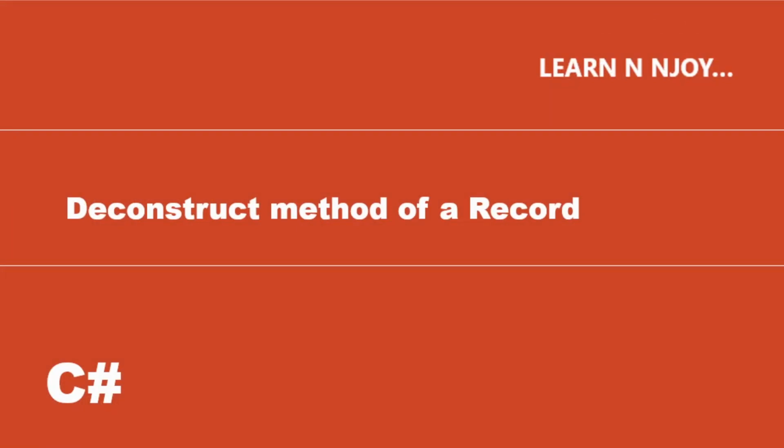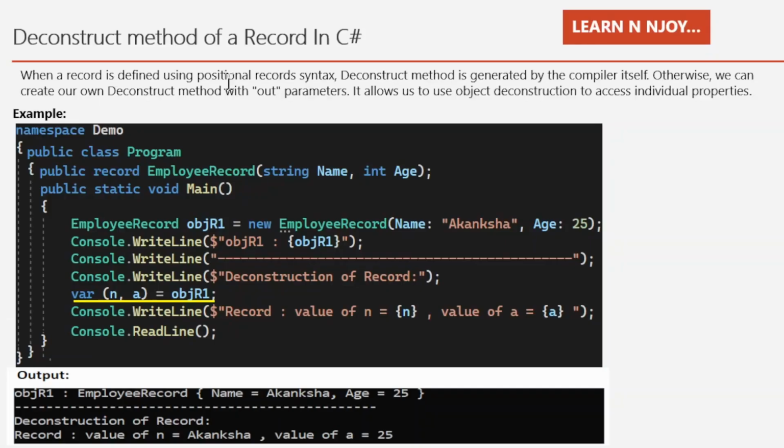Deconstruct method of a record. When a record is defined using positional record syntax, the deconstruct method is generated by the compiler itself. Otherwise, we can create our own deconstruct method with out parameters. It allows us to use object deconstruction to access individual properties.